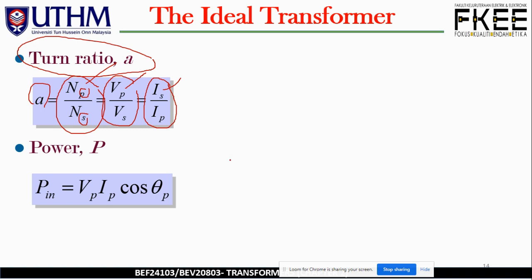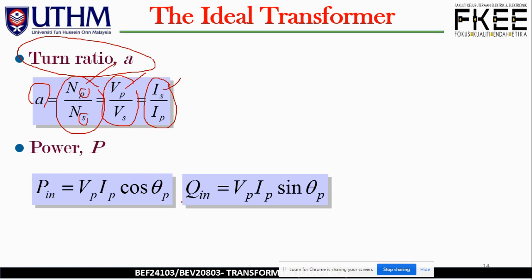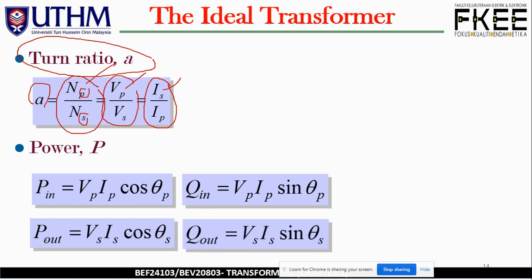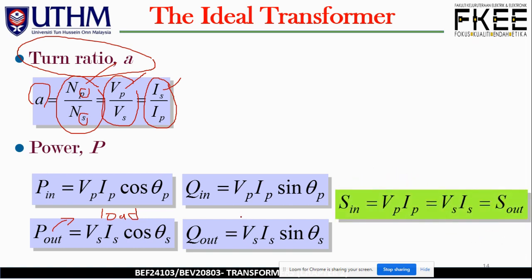And power P in equals VP IP cos theta P. This is for reactive power Q, and this is for output power, which is actually supplied to the load, as well as Q out, and also the apparent power. So VP IP equals VS IS, S out.